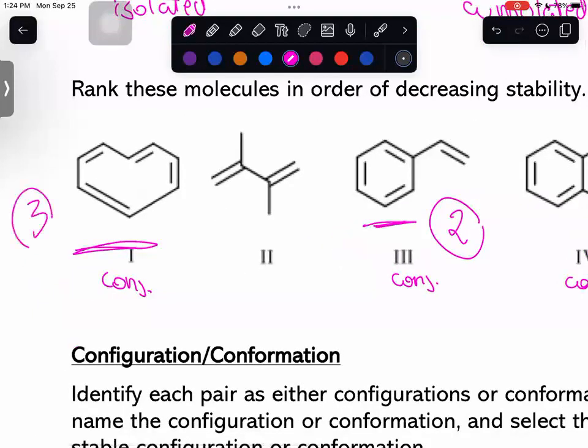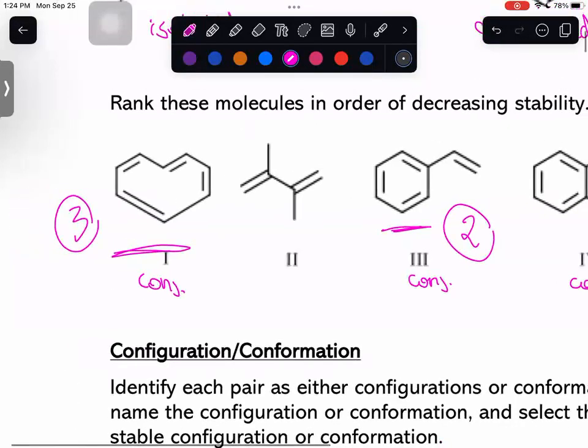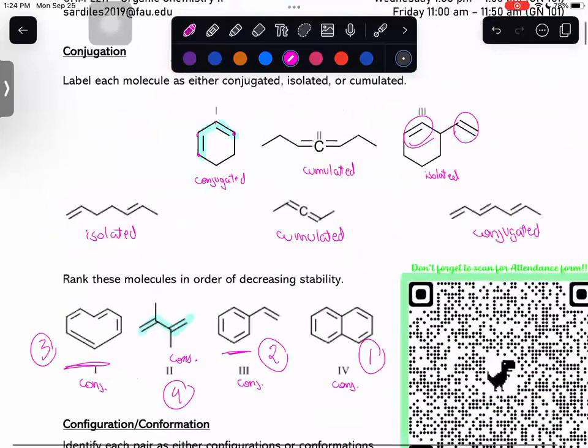And then molecule 2, what's that? What kind of system? No, it's still conjugated. Look at this little path. All of those carbons in there are sp2. Because we have that continuous line of sp2 carbons, they're going to be conjugated, and this one is going to be the least stable one.